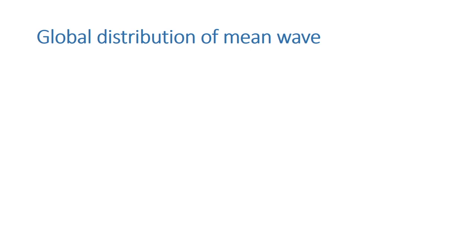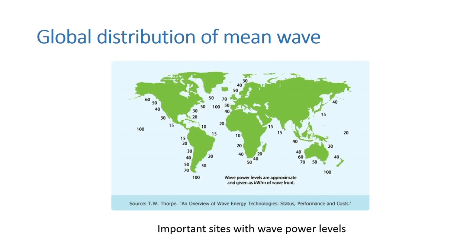So now let us discuss the global distribution of mean sea waves. This is the distribution, and you can see the potential. In India it is about 15 kilowatt hour per meter in most of these coastal areas, and this place is about 60 kilowatt per meter, this may be 100 kilowatt per meter. If we build a plant here, the energy potential is very, very high, but at the same time installation and maintenance of the plant is very critical if we go beyond a certain distance from the seashore.